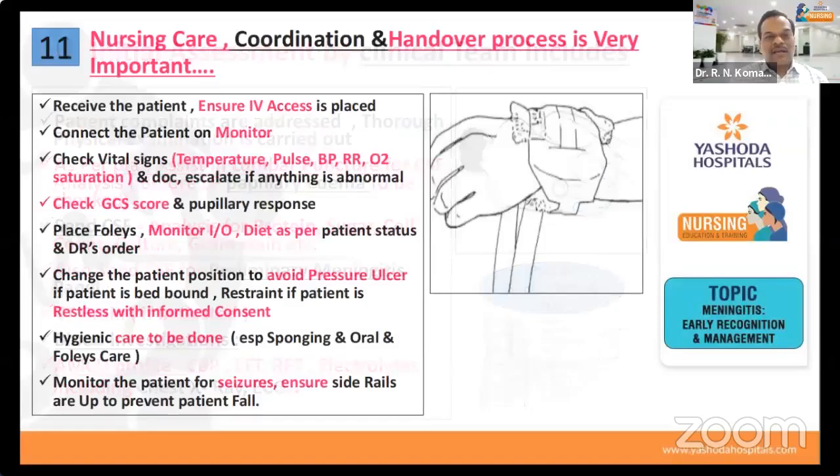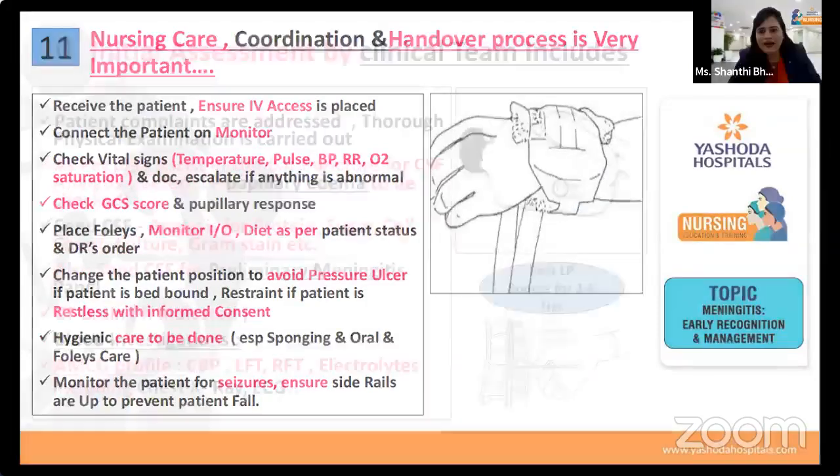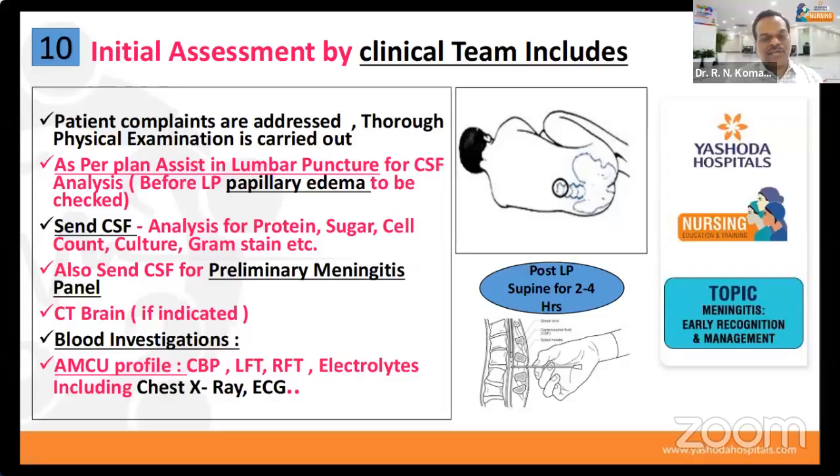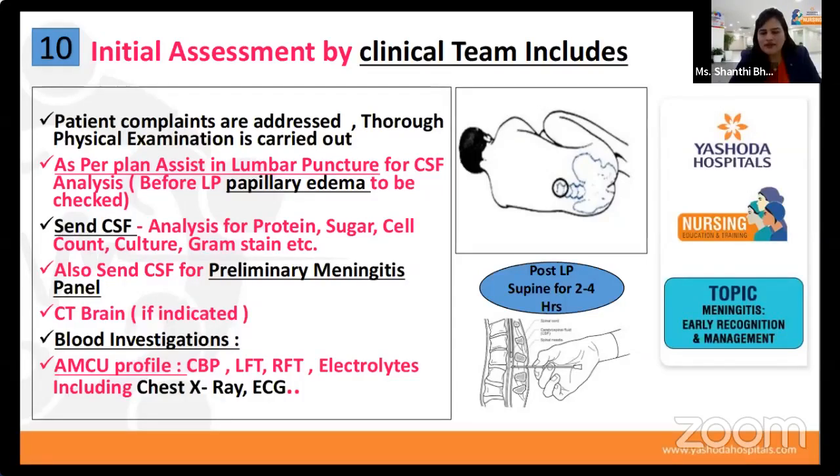And then some of these meningitis patients can have raised ICP because of the infection or inflammation of the meninges, infection in the brain. They can have raised intracranial pressure. So CT scan, sometimes what we do is to measure the intracranial pressure.